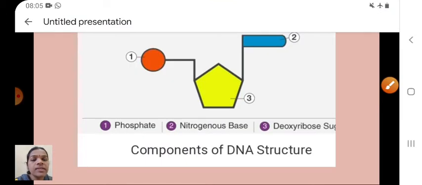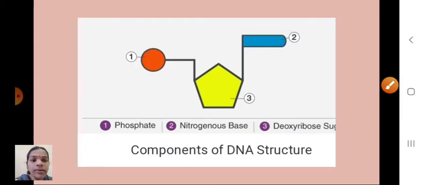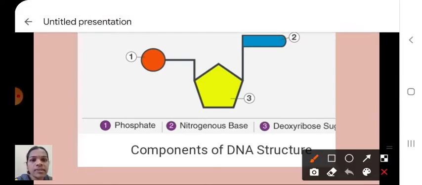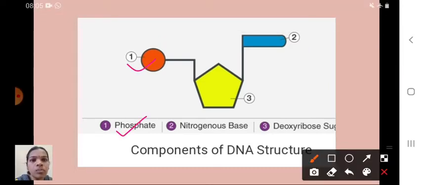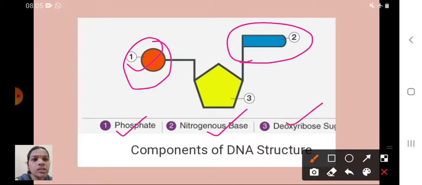Next one, see here, these are the components of DNA structure. Already you know, 3 components are there: the phosphate group, see here, and the next one is what? Nitrogenous base. And this one is what? Sugar, that means deoxyribose sugar. Understood, children? These are the components of DNA.